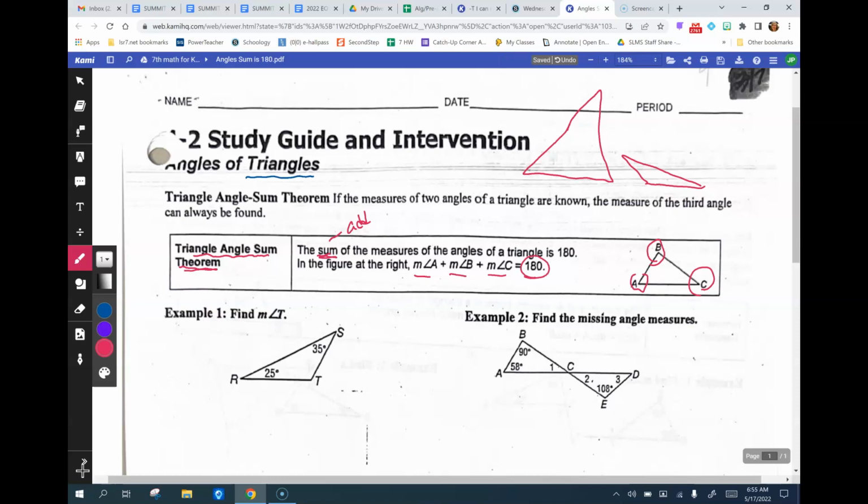180 seems to show up a whole bunch of places, doesn't it? It's supplementary, it's a straight angle, and now it's for a triangle. The three angles of any triangle are 180 degrees. So we're going to keep using that.